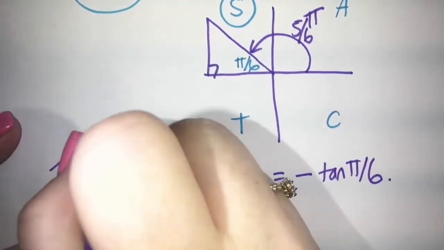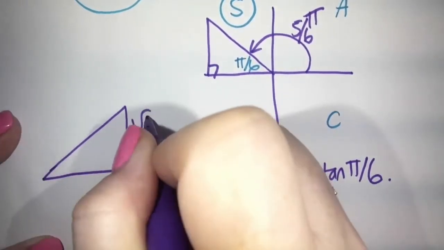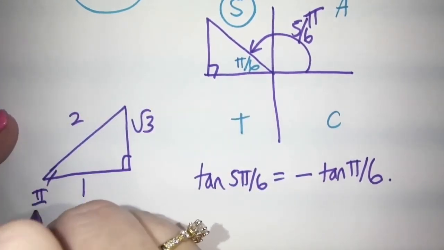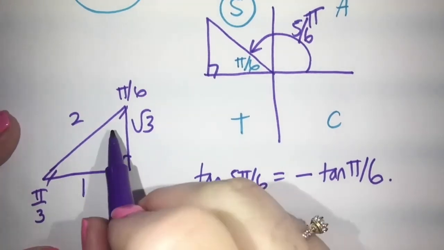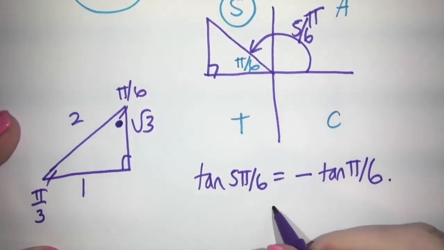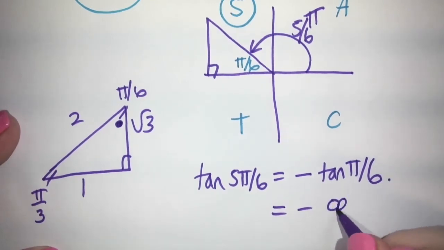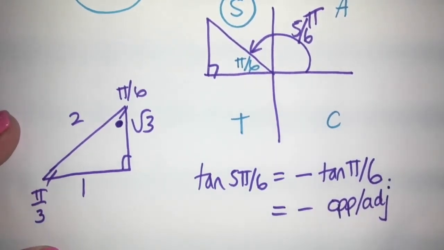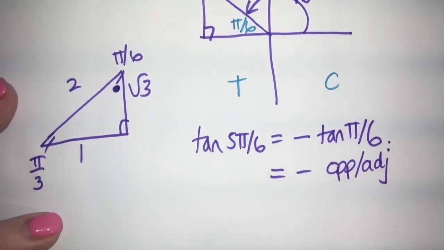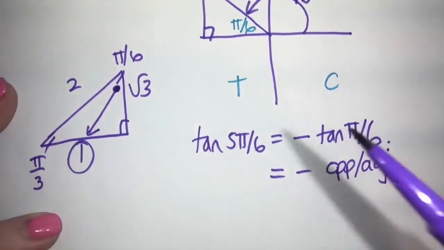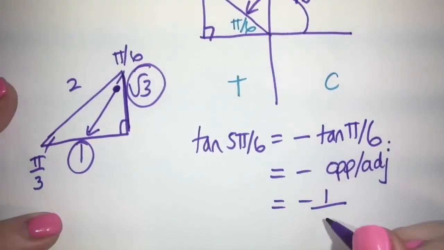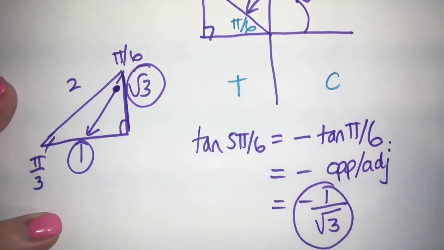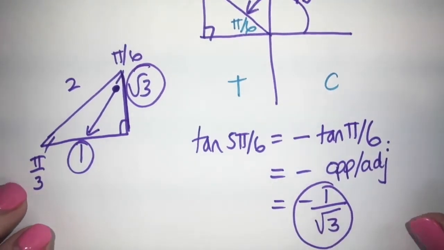And again, you can practice drawing your triangle as many times as you need to until you've got it memorized. Root 3, 2, 1. Pi over 3 is the bottom angle. And this time we want to look from pi over 6. So if we look from this angle, tan is SOHCAHTOA, opposite over adjacent. And it's negative because we're in the sine quadrant. So opposite is go across. So we get 1 over adjacent, which is touching the pi over 6. So that would be root 3. So we get negative 1 over root 3.